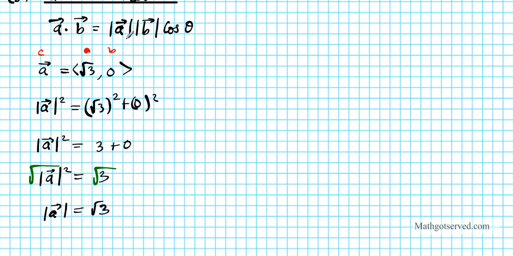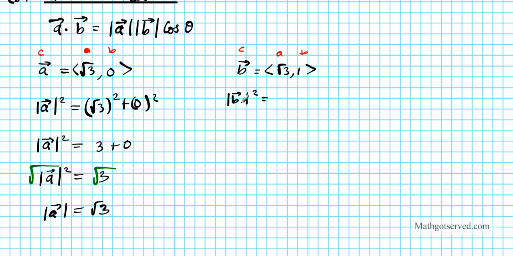Remember, for the formula, we need the magnitude of vector A. Now we need to find the magnitude of vector B. So vector B is root 3 comma 1. So the magnitude of vector B squared equals, we're using the Pythagorean theorem again. Remember, the vector is C, and this is A, and this is B. So we're going to use C squared equals A squared plus B squared.